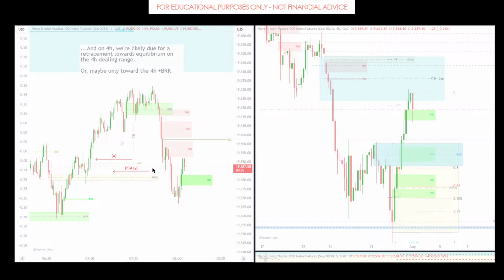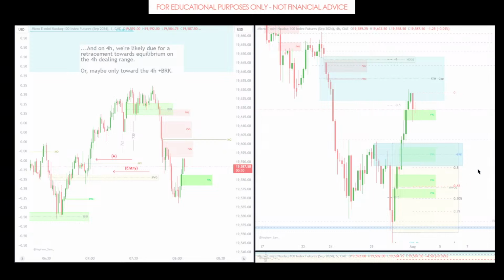And let's see here, we're looking at the 4 hour. And I said on the 4 hour, we're likely due for a retracement down to, this is the dealing range, the 4 hour dealing range. It looks like it got cut off a little bit at the bottom, I hadn't noticed. From the top of the dealing range, or it really should be up there, to the bottom of the swing low to the swing high.